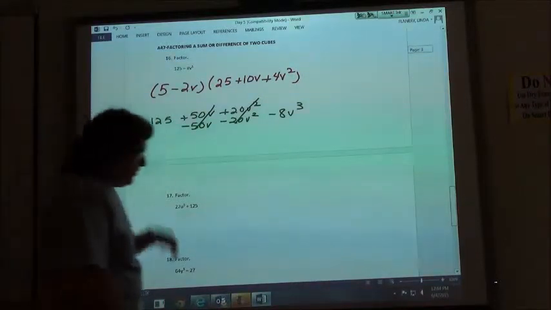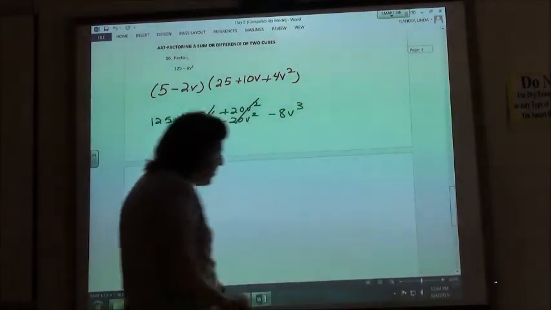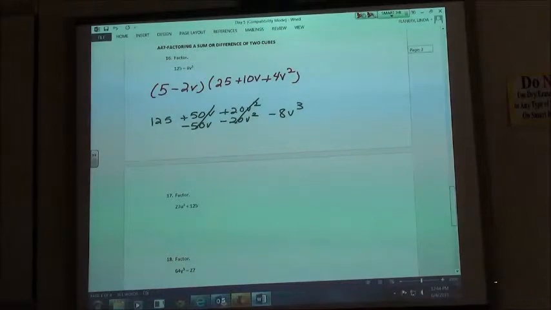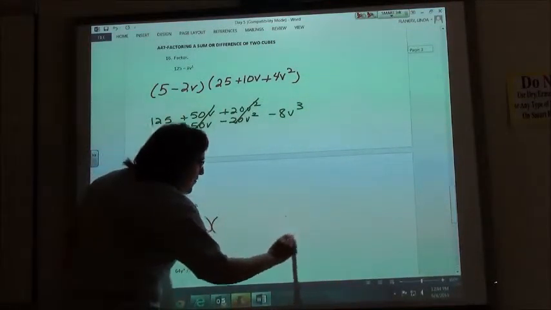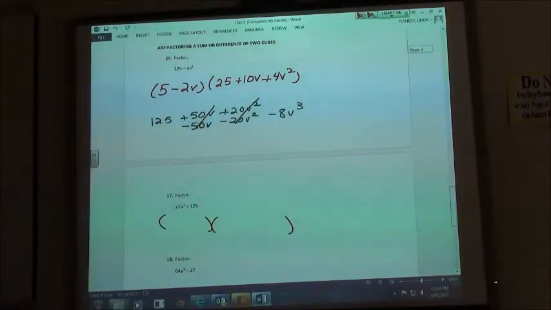So they'll give you a formula on the program. They don't really explain the formula. They just say a minus b and a squared plus ab plus b squared or something to that effect. But that's what we're doing. So whenever we have perfect cubes here, we're going to start by doing our cube roots.